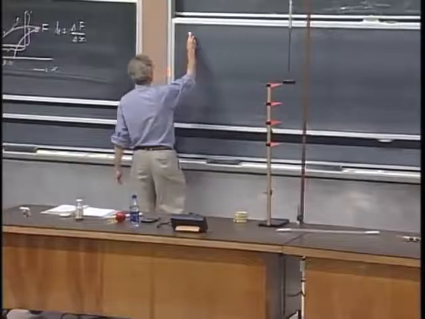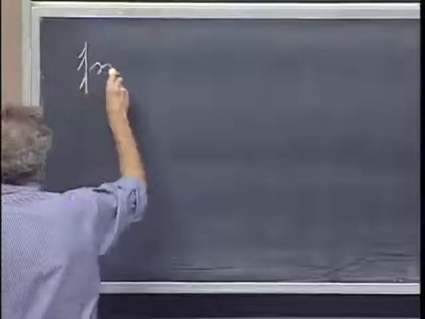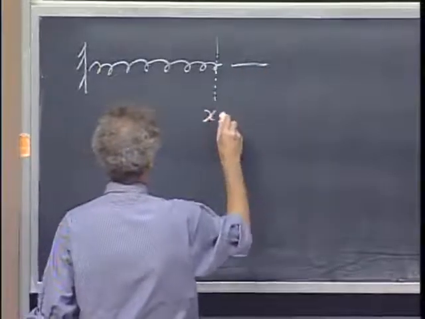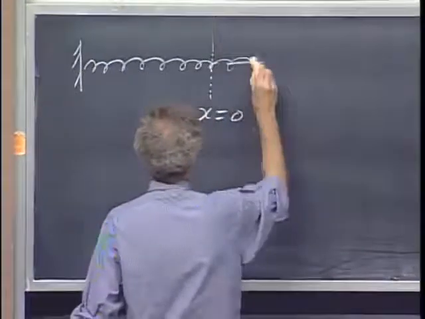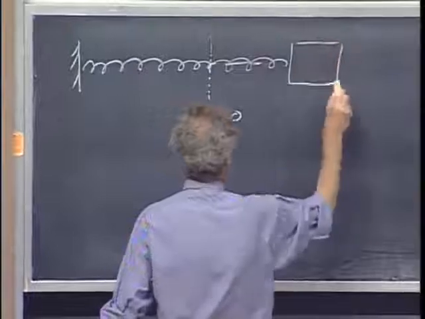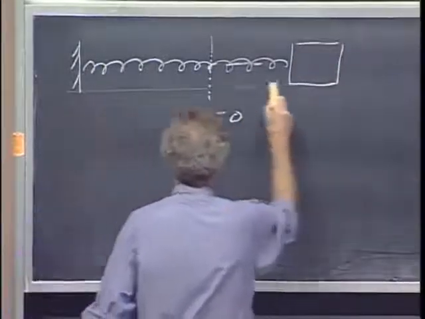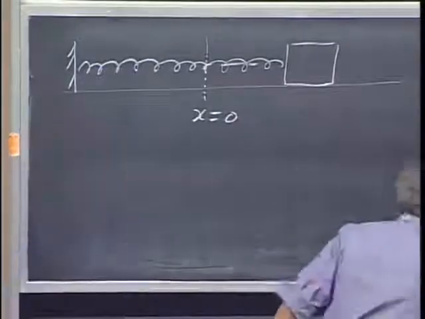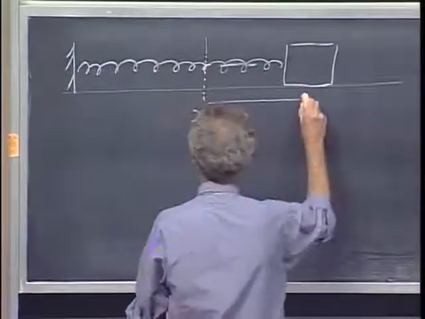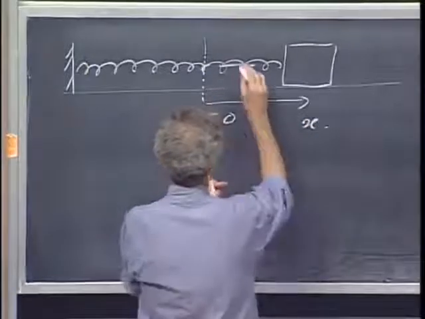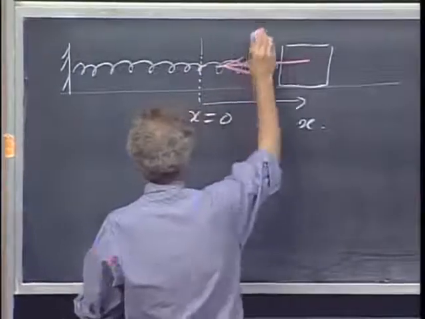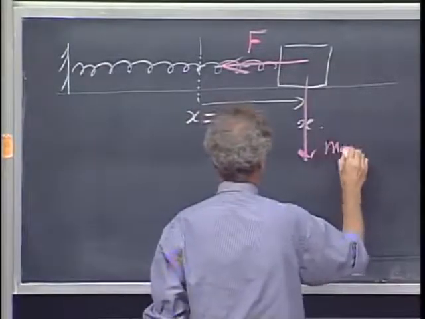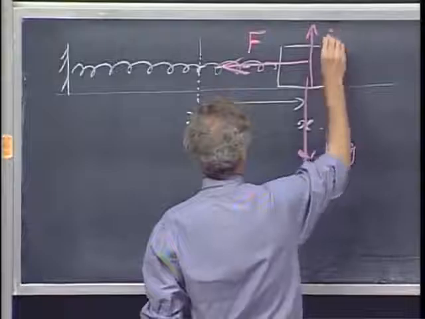I have here a spring, and this is x equals 0, and I attach now to the spring a mass, m. This has to be on a frictionless surface, and you will see that when I extend it over a distance x, you get your spring force that drives it back. We have, of course, gravity, mg, and we have the normal force from the surface.